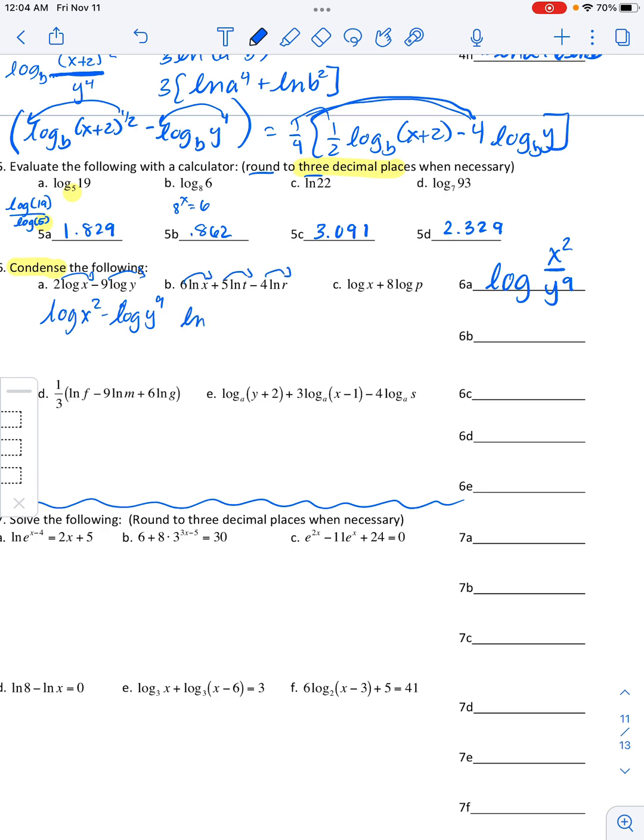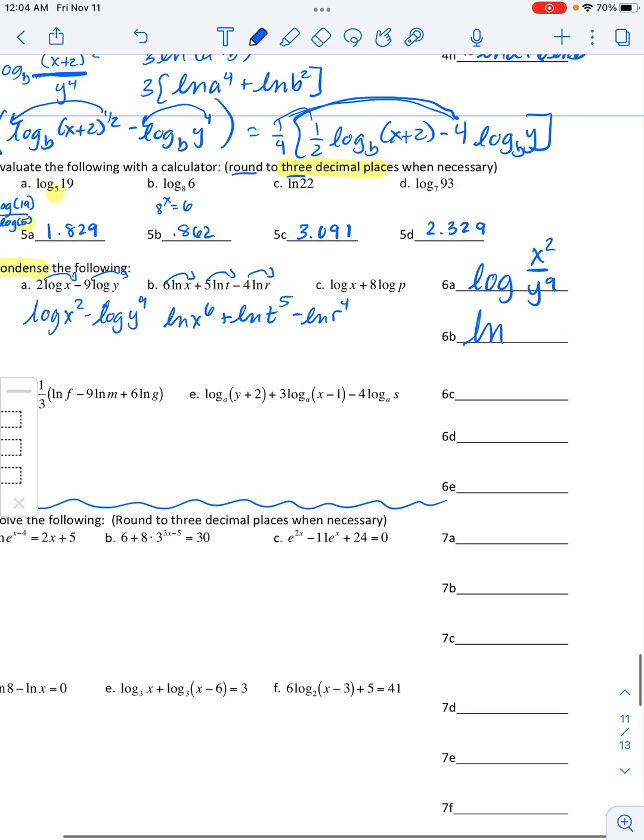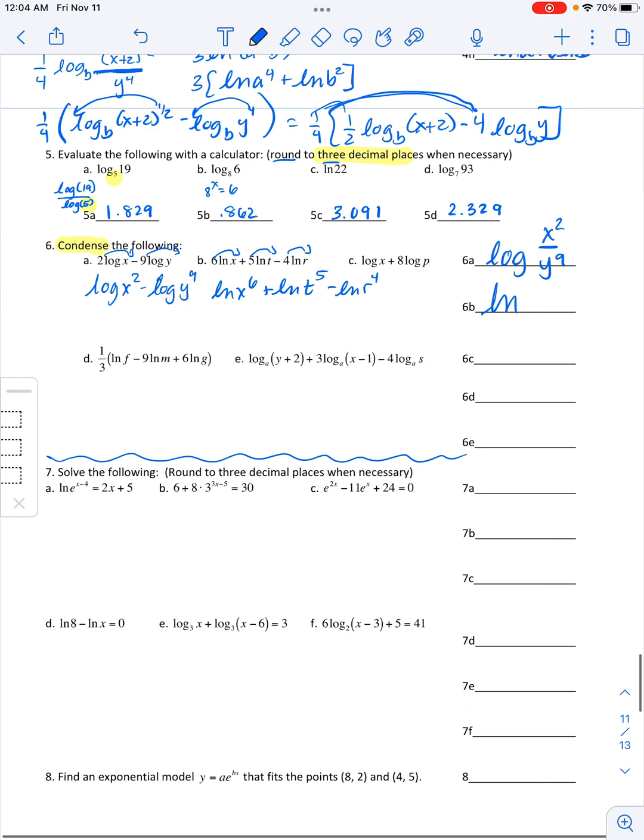Here, I've got to move all of these powers out of the way. So I have ln x to the 6th, ln t to the 5th, minus ln r to the 4th. When I go to put those together, I'm going to have ln written one time. And when you're condensing, you should only have the log or ln written one time. The x to the 6th and the t to the 5th are positive terms, they're plus. But the r to the 4th follows the subtraction sign, so that goes on the bottom.